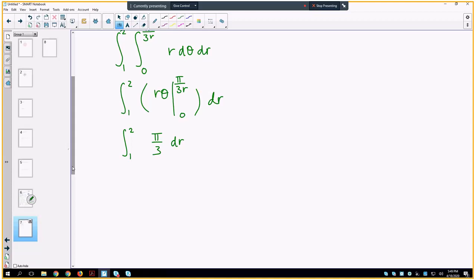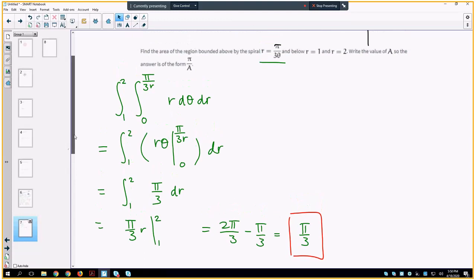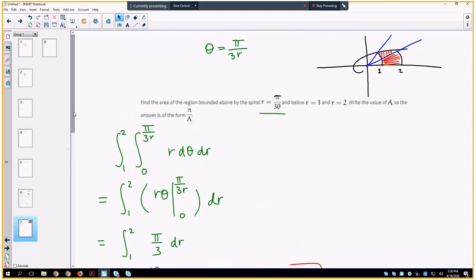So we get to say that that's pi over 3 times r, and I want to evaluate between 1 and 2. So that's 2 pi over 3 minus 1 pi over 3, and pi over 3 is the value of the integral. So as you can see, that was very nice and simple, and I didn't have to split it up into two separate regions.